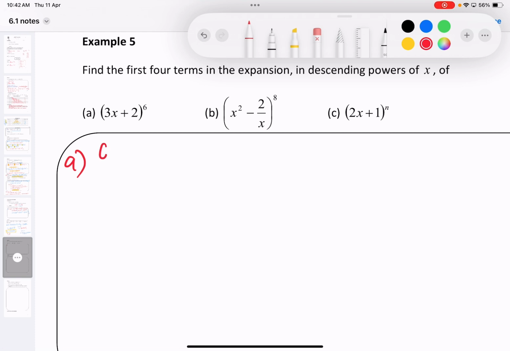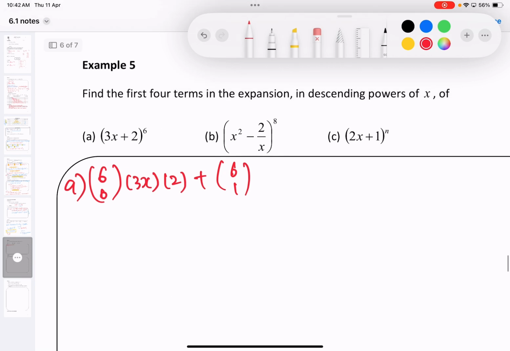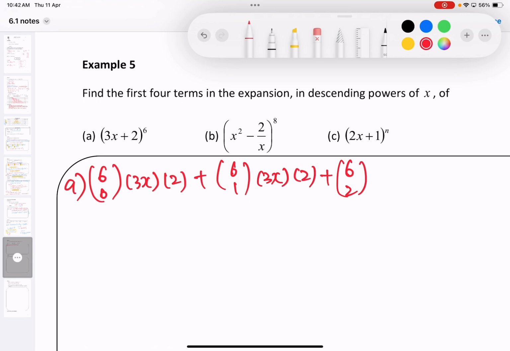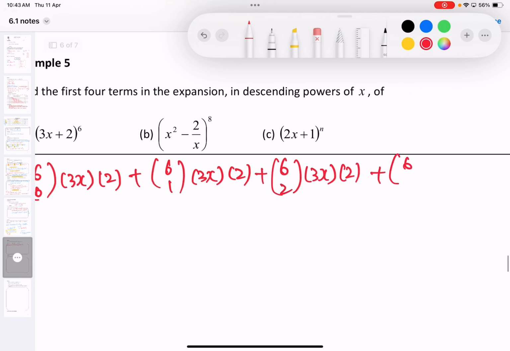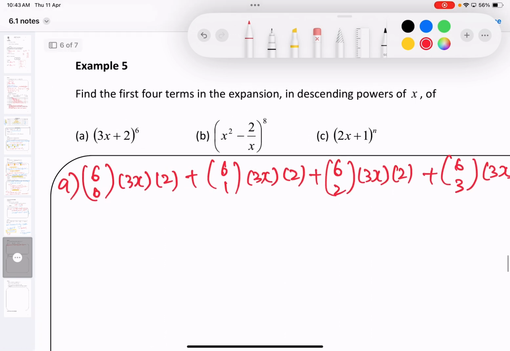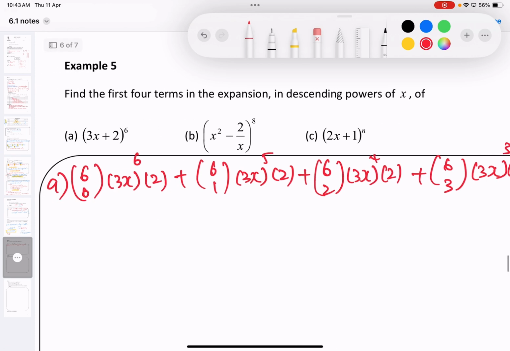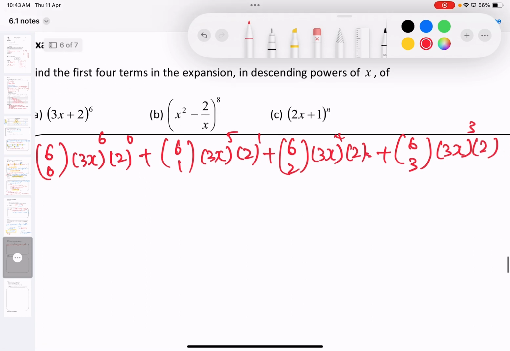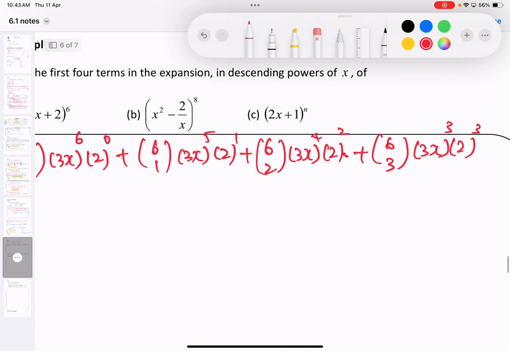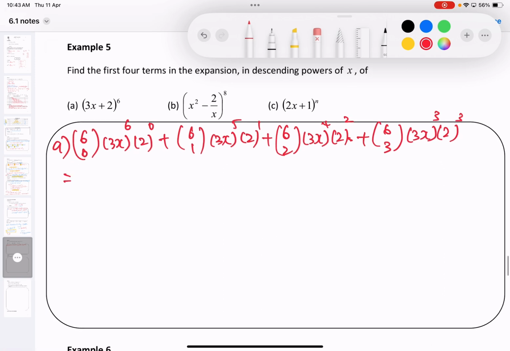So the formula: 6 choose 0, 3x, I have a 2; 6 choose 1, 3x, I have a 2; 6 choose 2, 3x, I have a 2; and one more because they want the first 4 terms, 6 choose 3, 3x, 2. Then I fill in the powers. This is 6, 5, 4, 3. And this is 0, 1, 2, and 3. So just enter this in your calculator.